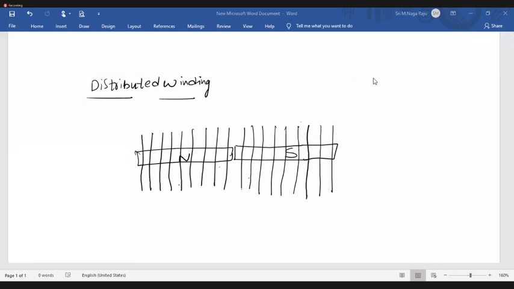Okay. So this is 9 conductors, 9 slots we have for each pole. 1, 2, 3, 4, 5, 6, 7, 8, 9. Like that in this 10 up to 18. Fine. 9 slots, each slot is having one conductor, for example.